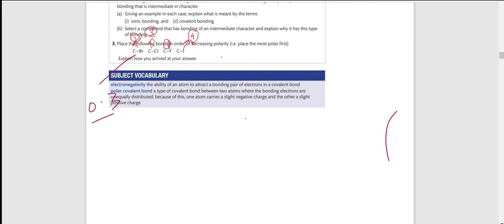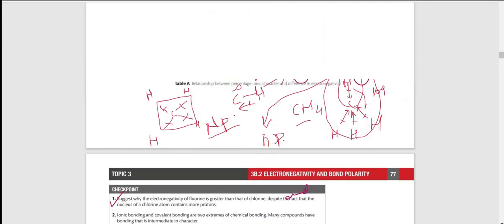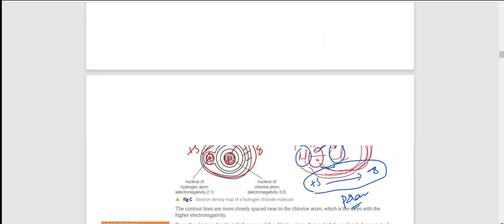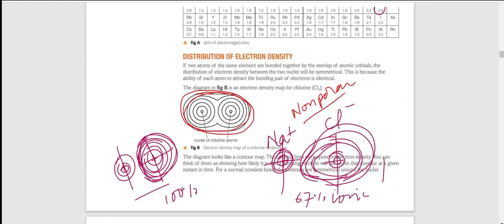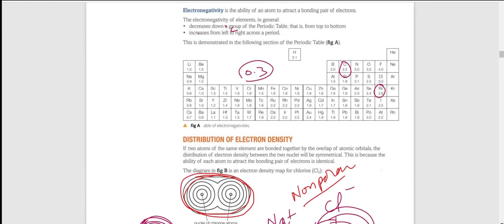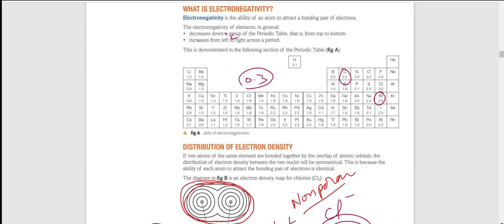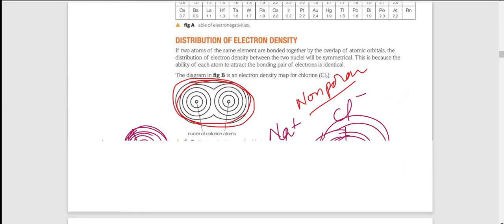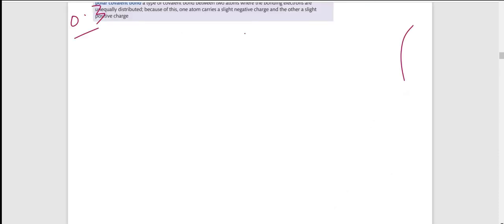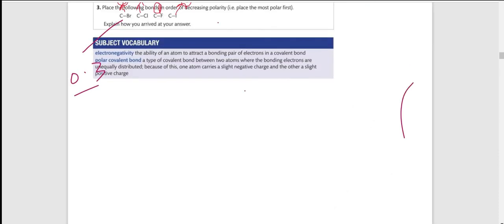Now Cl is 3.5 electronegativity value. Check it in the periodic table. Cl is 3. Sorry, 3.2, not 3.5. It's 3. So carbon is the same, 2.5. We'll see it now: 3 minus 2.5. What are we getting? 0.5. So we got for the second one 0.5.